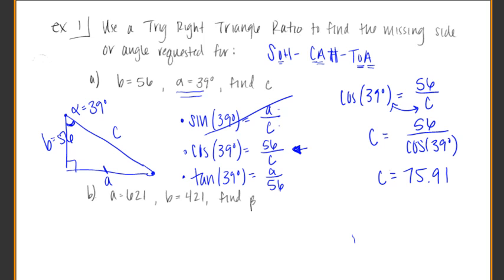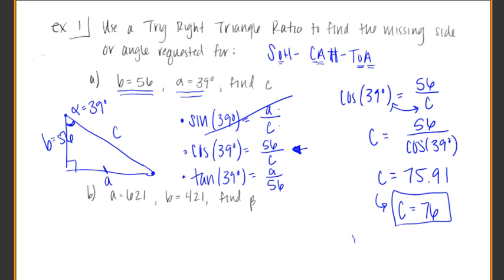If I go back to the original problem and the information that was given to us, side B was 56. That's 2 significant digits. If I look at alpha, alpha is 39 degrees, which is also 2 significant digits. Since both of these are in 2 significant digits, I'm going to give my answer for C in 2 significant digits. So we're just going to say 76. And there's no units, so that'll be our answer for that one.